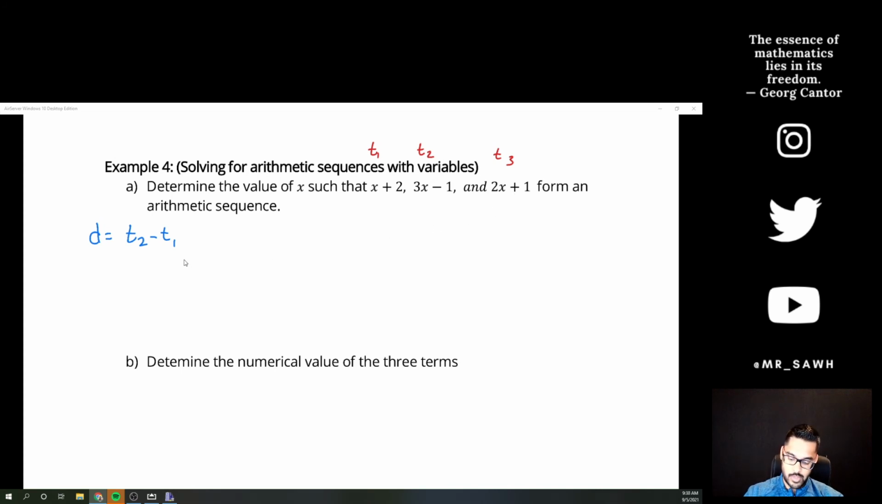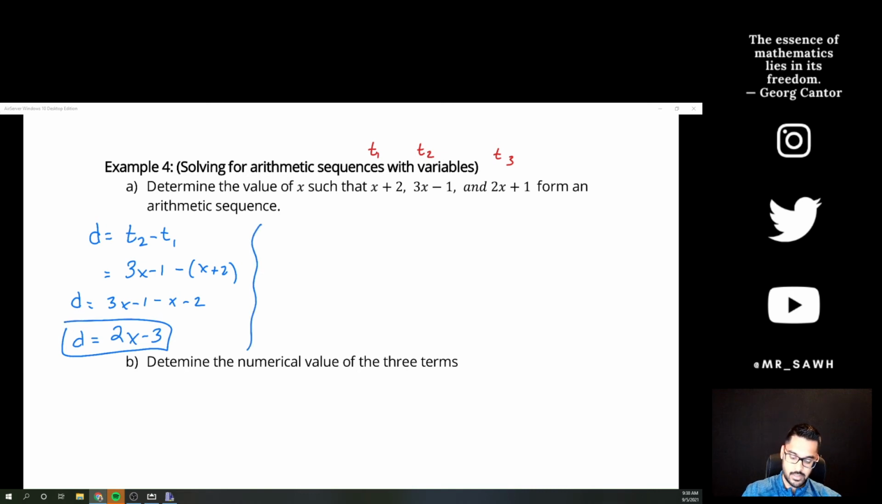So let's do some subtraction here first. So we'll do 3x minus 1 minus (x plus 2). Be very careful. You're subtracting that entire expression, so the brackets are important here. So 3x minus 1 minus x minus 2 is what it works out to be. The sign changes because you're subtracting that whole expression. Collect your like terms. So that common difference, for the first two terms I should say, is 2x minus 3.